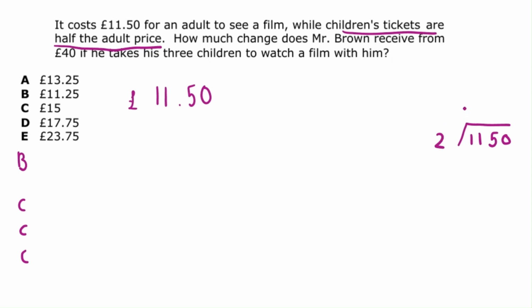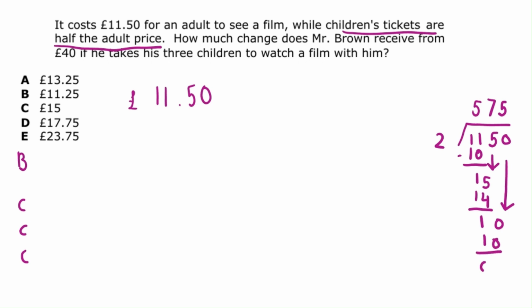So 2 goes into 11 5 times. In fact, 2 times 5 is 10. 11 minus 10 equals 1. 5 comes down. 2 goes into 15 7 times, which makes 14, leaving a remainder of 1. The 0 comes down. 2 goes into 10 5 times, which makes 10, so our division is complete. Now we can put the decimal point back in, and we know it's £5.75 for every child's ticket.